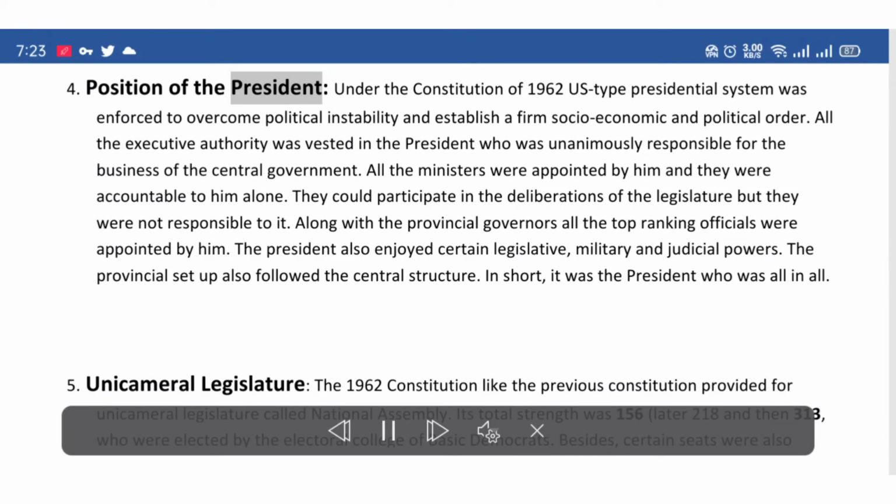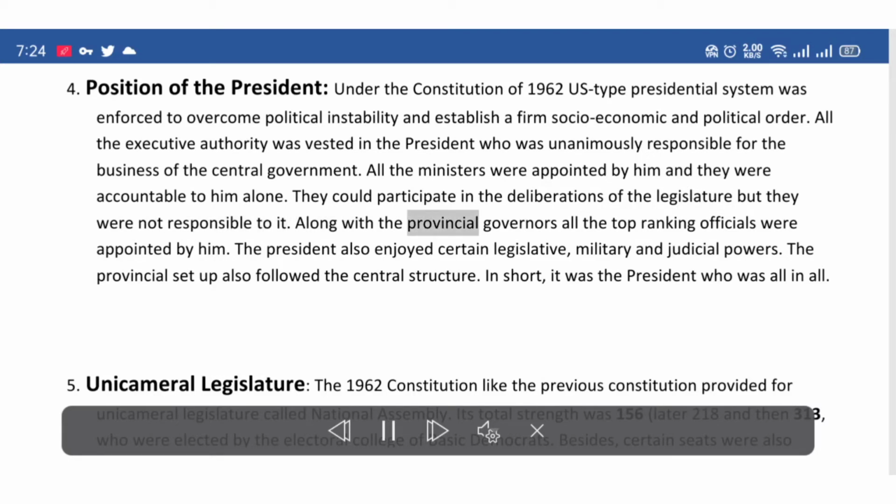Position of the President. Under the Constitution of 1962, a U.S.-type presidential system was enforced to overcome political instability and establish a firm socio-economic and political order. All the executive authority was vested in the President, who was solely responsible for the business of the central government. All the ministers were appointed by him and they were accountable to him alone. They could participate in the deliberations of the legislature, but they were not responsible to it.